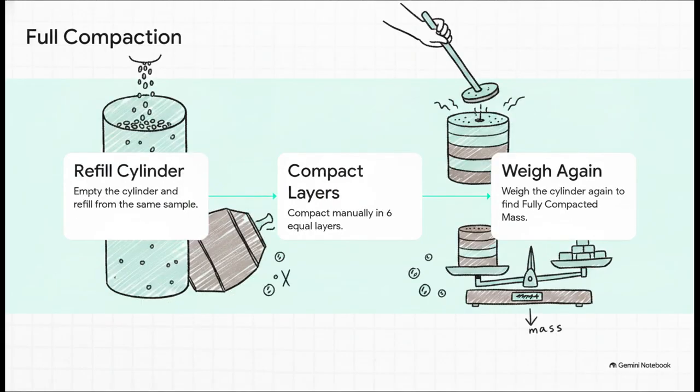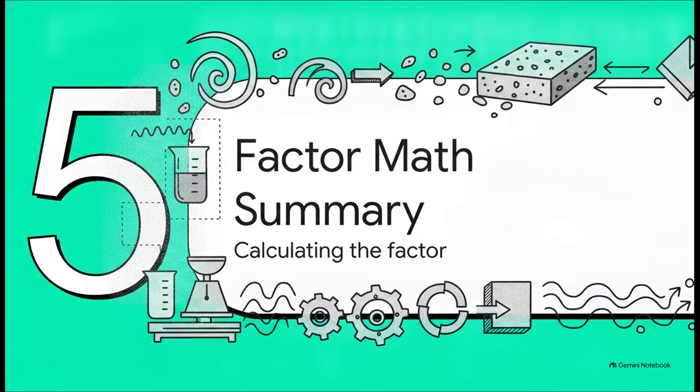All right, phase 2. Step 4, we completely empty that cylinder out and refill it with concrete from the exact same sample. But for step 5, this time we manually compact the concrete in 6 equal layers using a heavy compacting bar. We are meticulously tamping it down to force out all those microscopic voids. Then, step 6, we weigh the cylinder again. Because it's packed much tighter, this heavier measurement gives us our fully compacted mass. On to section 5, factor math and exam summary.